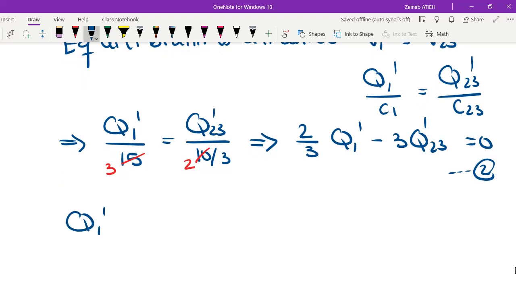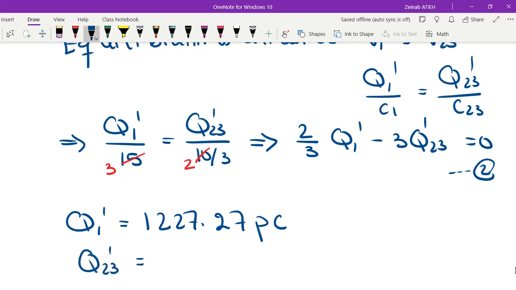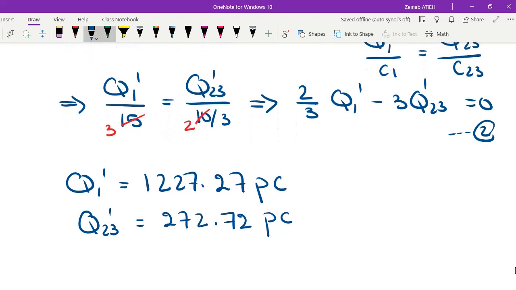So you will get Q1 prime equals 1227.27 picocoulomb, because I put 1500 in picocoulomb, so the answer will come out in picocoulomb. Q23 prime will give me 272.72, also picocoulomb. So these are the charges after equilibrium. I found Q1 prime, the charge for C1. Next I want to find Q2 prime and Q3 prime.